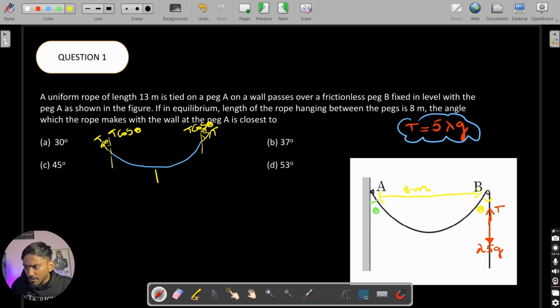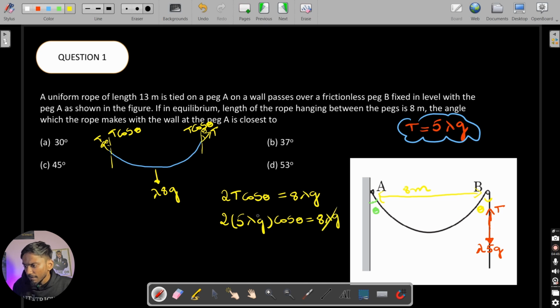Now this is balanced by the force, that is m into g. So lambda into length, which is 8 meters, into g. So 2T cos theta is equal to 8 lambda g. Now we already got the value of T, that is 5 lambda g. So 2 times 5 lambda g into cos theta is equal to 8 lambda g.